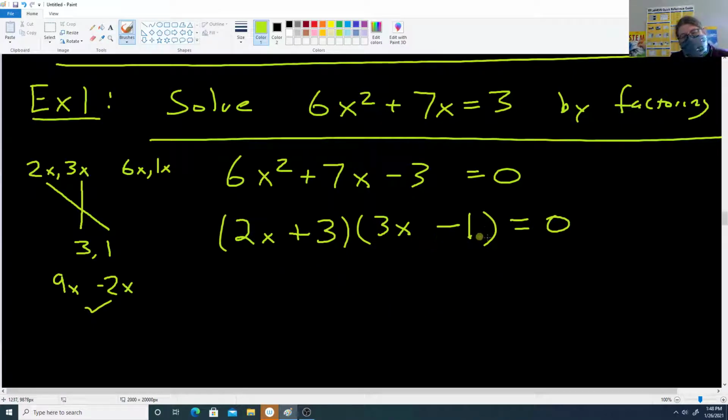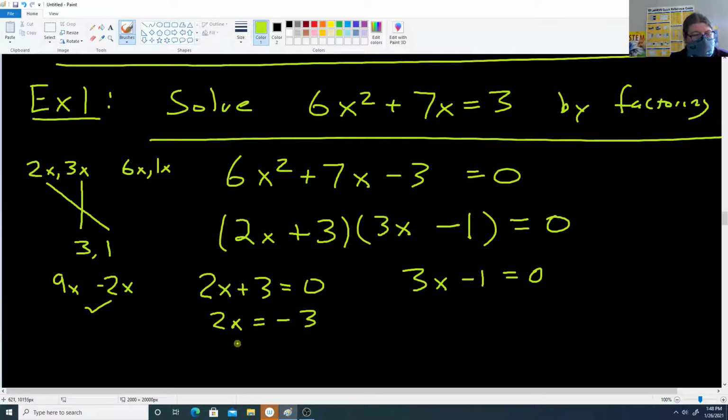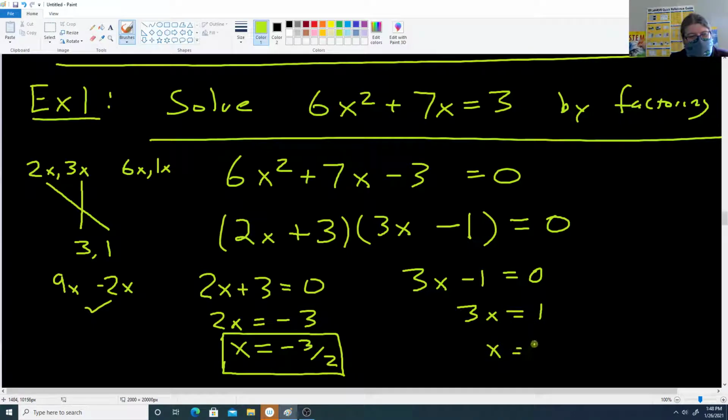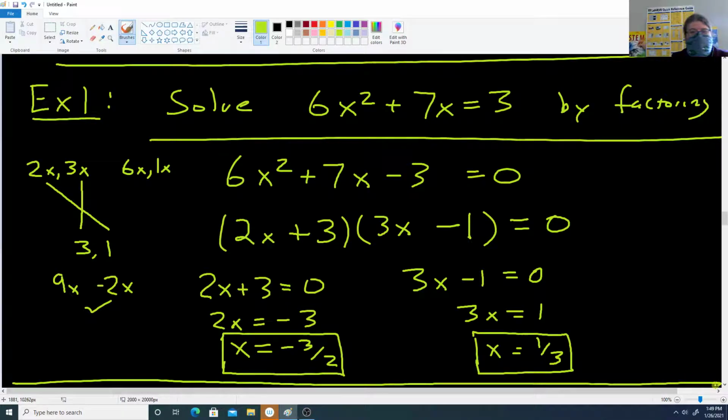So, okay, we got two different terms that multiply together to equal 0. From the zero factor property, either the first thing equals 0 or the second thing equals 0, and then we can individually solve those. So negative 3 halves is one solution. On this one, we add the 1 across, divide the 3 on over, and we get our second solution. So that's using the zero factor property and factoring to solve a quadratic equation.